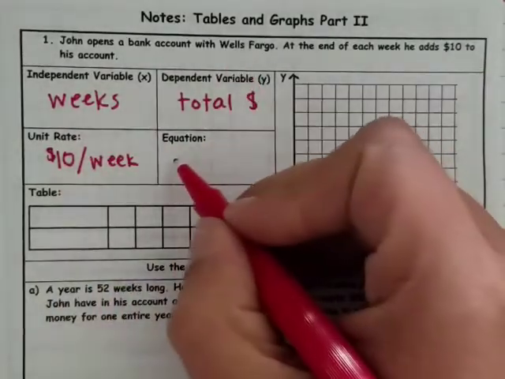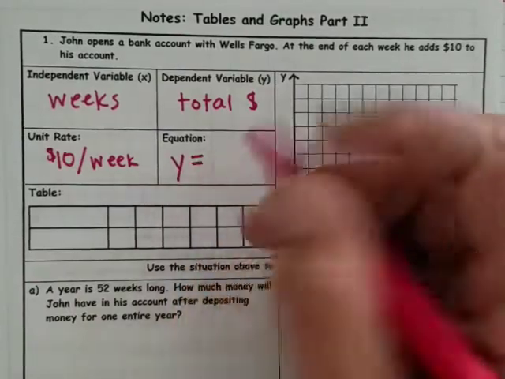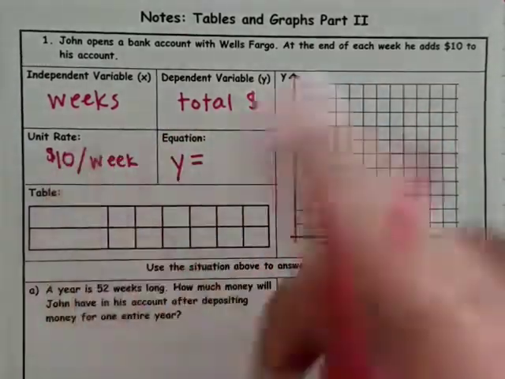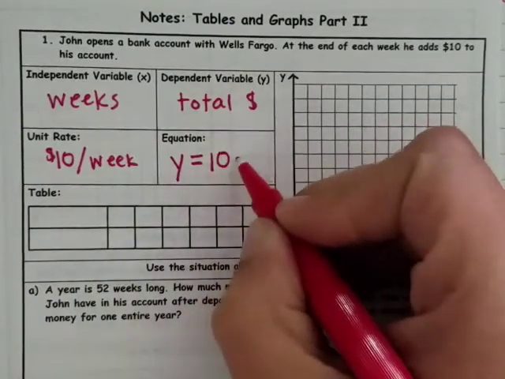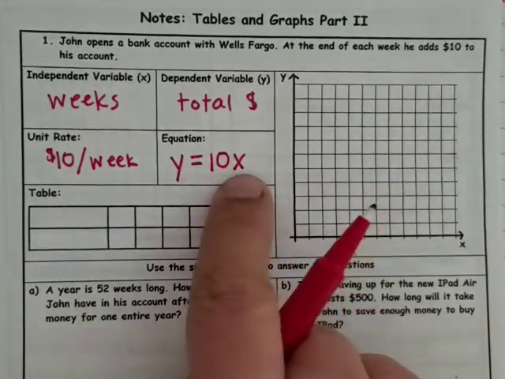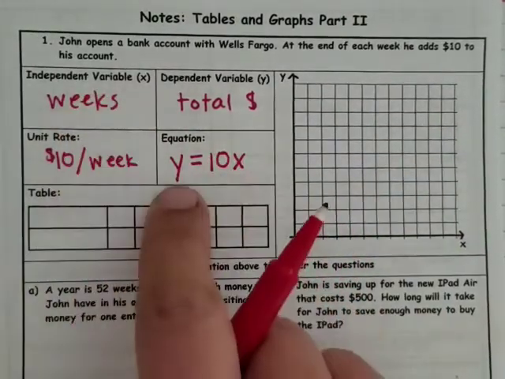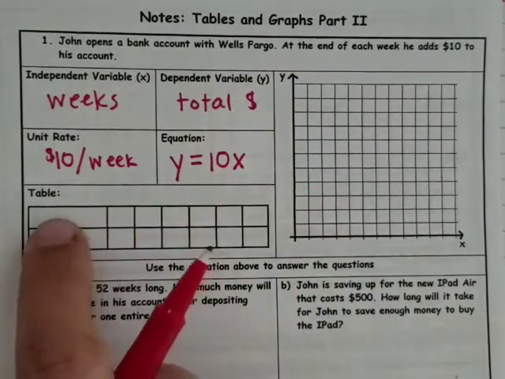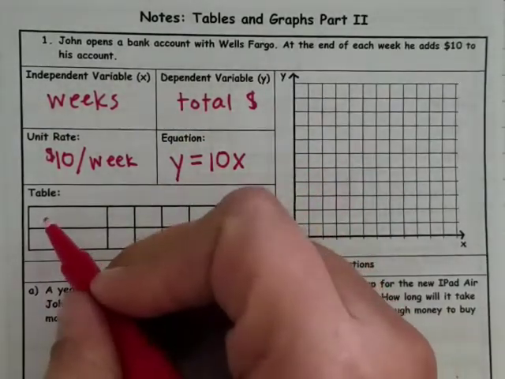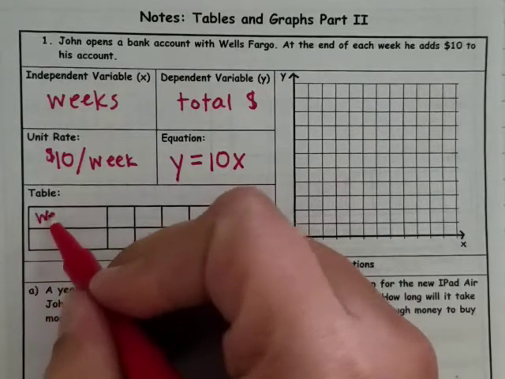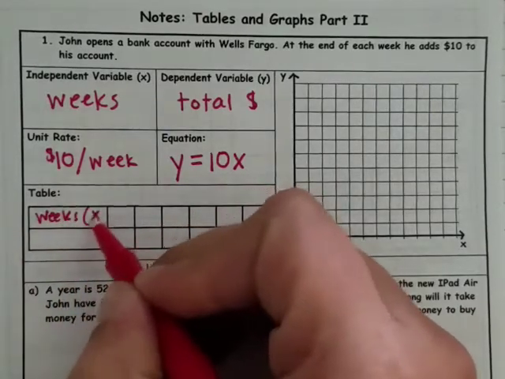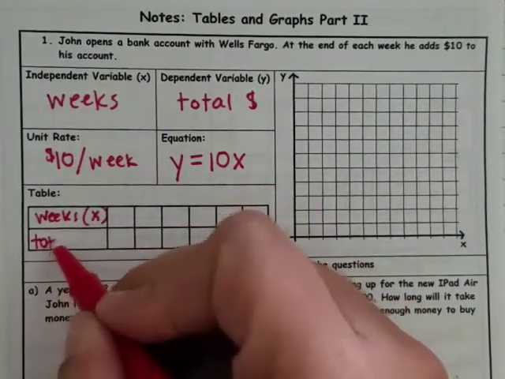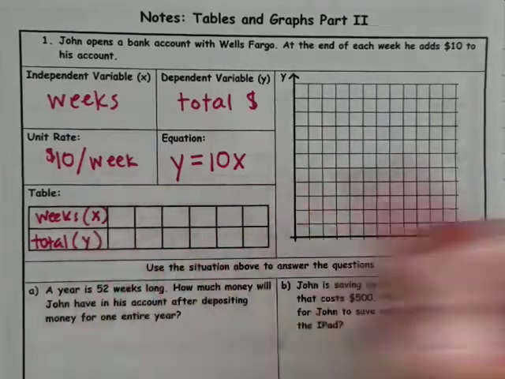So our equation is going to read like this: y is equal to $10 every week. So our week is our x value and our total is our y value. Right here in our table, this is where our weeks are. So this is going to be weeks, and that's our x value, and this is going to be our total, which is our y value.